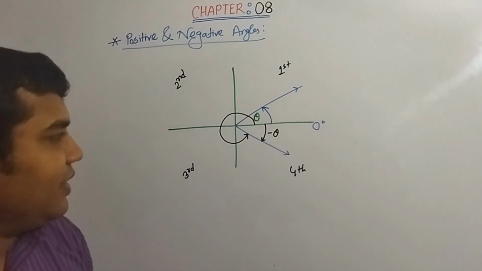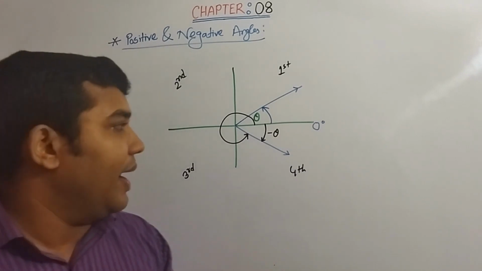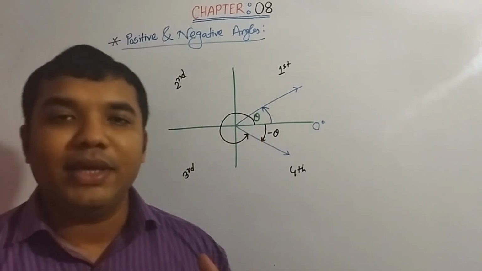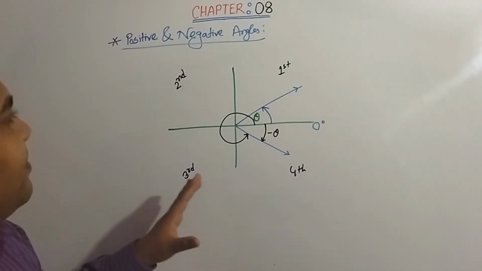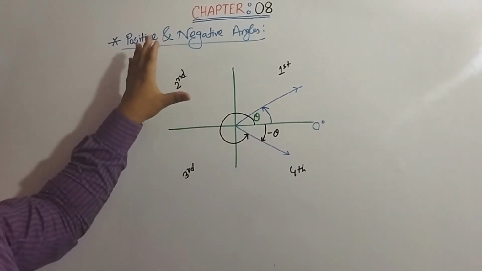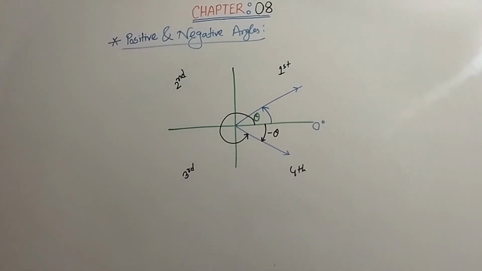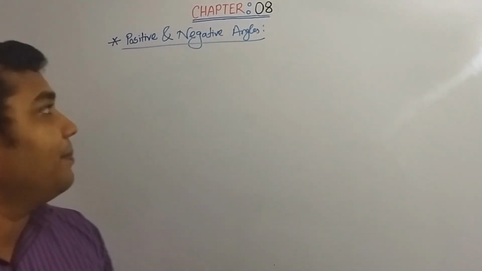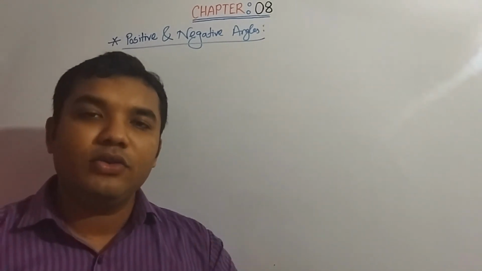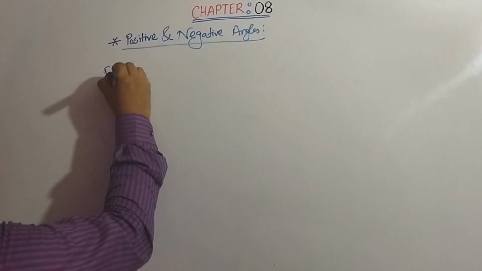Clear? So if the angle has been created or denoted by going clockwise, then we get the negative angle. So this is the basic part of negative and positive angles. Now we are going to focus on our next part, that is the example. To understand positive and negative angles, we will focus on an example. Which type of example?